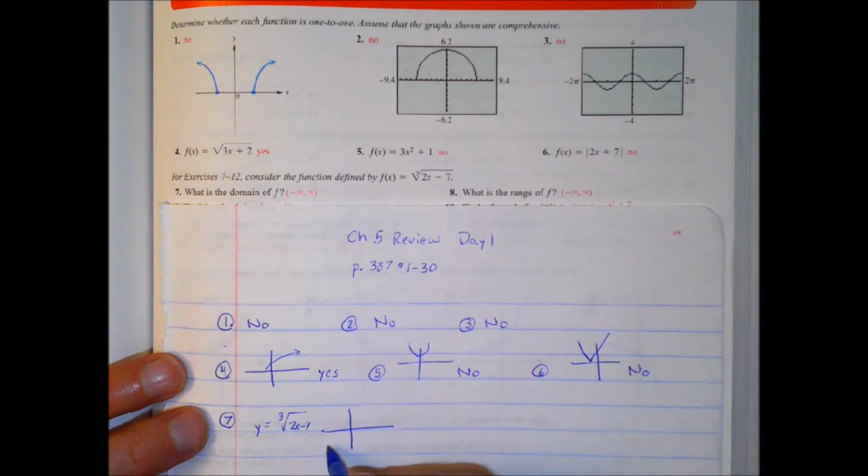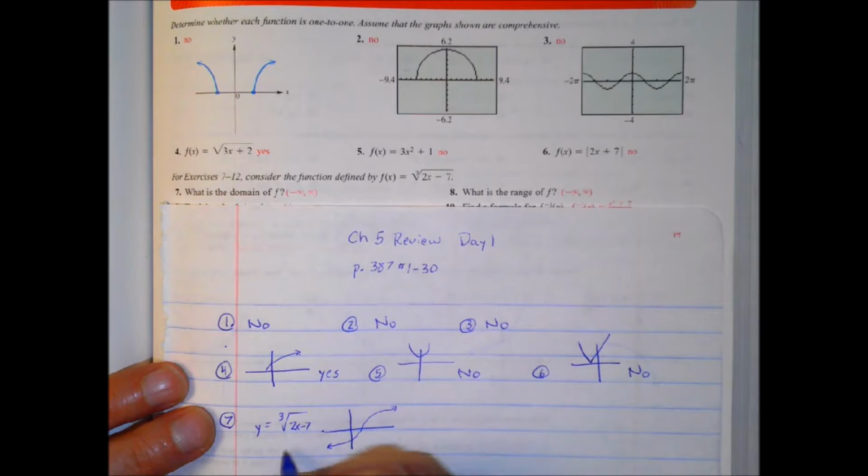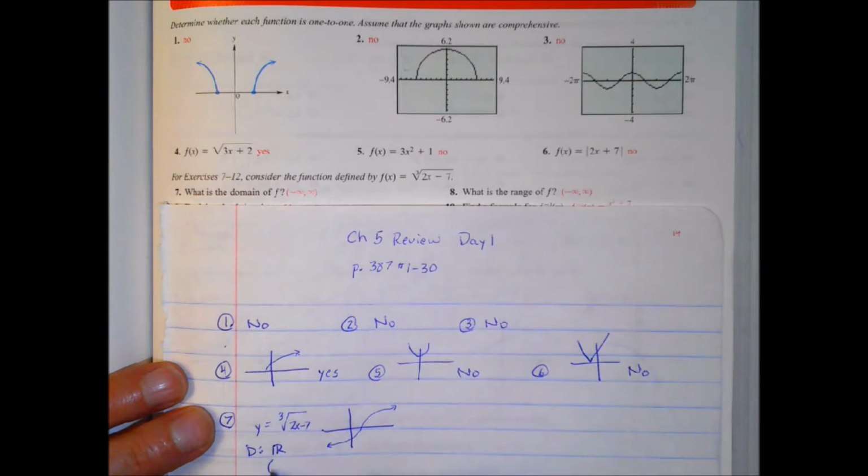Or you can write it as interval notation. Number 8, the range, goes up, up, up, and down, down, down. So it's going to be all real numbers, or in interval notation from negative infinity to positive infinity. Number 9, why does it exist? Okay, why do we have an inverse?